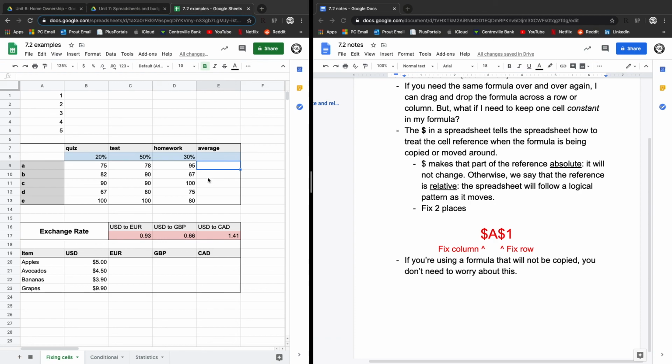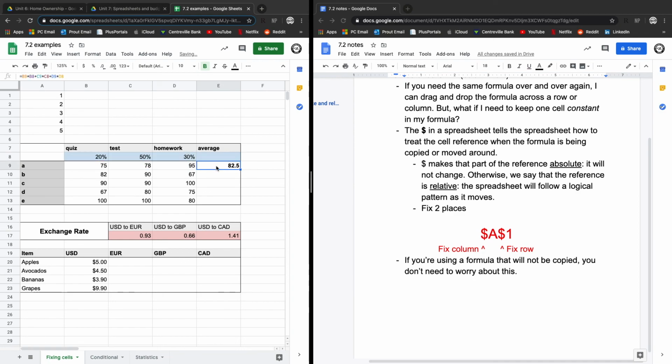So I want to take the average of these grades, and they're weighted averages. Your quiz grade is going to get 20% of the average, your test grade 50%, your homework 30%. So your average is just, well, I'm going to take your quiz grade and multiply it by 20%, your test grade by 50%, and your homework grade by 30%. And I get your average.